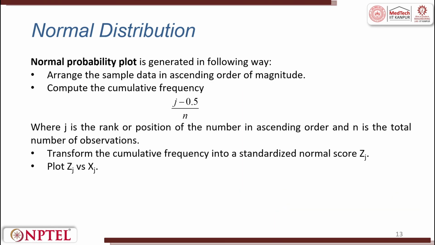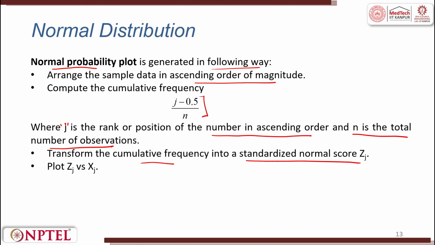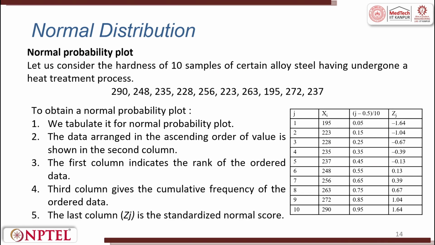So, let me see an example here. Normal probability plot is generally generated in the following way. Arrange the sample data in the ascending order of magnitude. Compute the cumulative frequency, that is j minus 0.5 by n. I will show you the example in the next slide. J is the rank or position of the number in ascending order and n is the total number of observations. Transform the cumulative frequency into standardized normal score Zj. Plot Zj versus Xj. So, let me see this example.